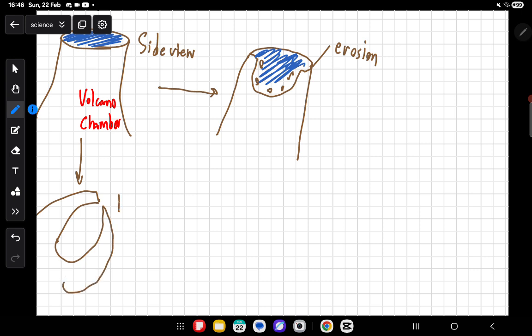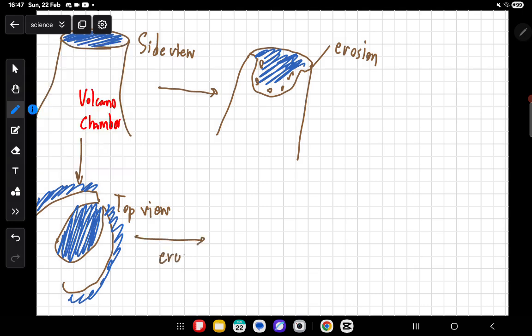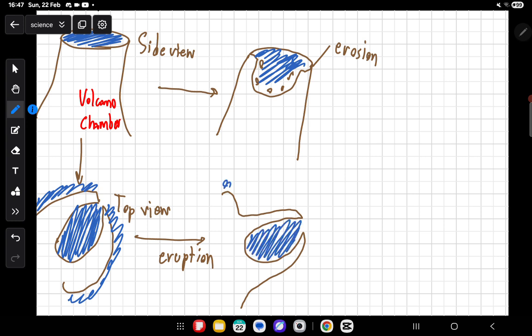So this is how the top view might look. And as usual, there's water in here, or any other liquids that it may hold. Now, from here, it can erupt. After the eruption, it will look something like this. You can see this space opened up more, and that is our lagoon.